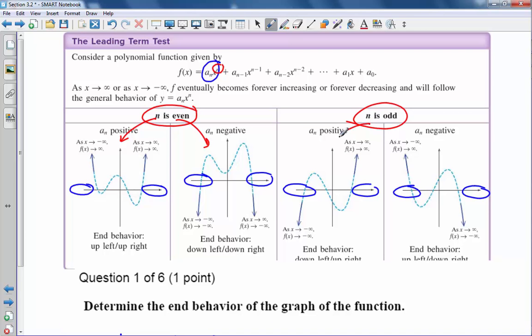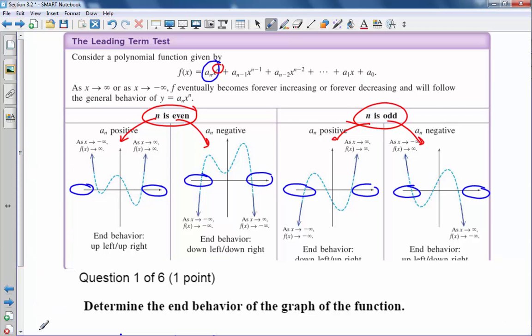If it is even, you decide whether the first number is positive or negative. If it is positive, both ends will be going up. Negative, both ends will be going down. Odd and positive: left side down, right side up. Negative: left side up, right side down. You may feel like, oh my God, how am I supposed to put this in my mind? You don't have to. This is the table. When you hesitate, you refer to it.